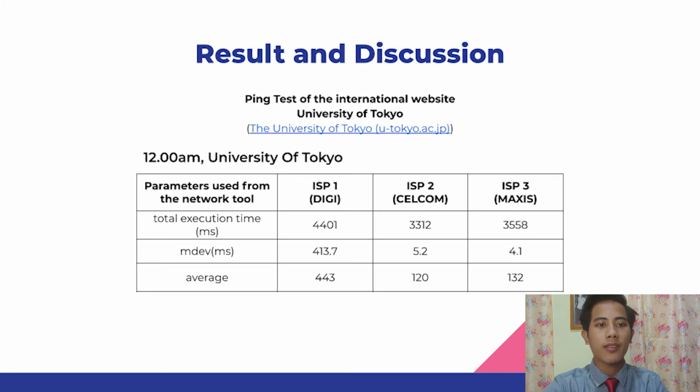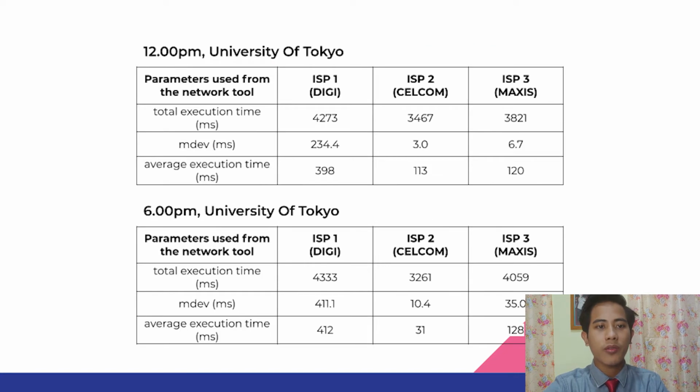Moving to the next slide, we can see the result in the discussion about the ping test of the international website, which is University of Tokyo with domain name u-tokyo.ac.jp. For this time we use all the same parameters, and the detail about this is also the same. For the 12 AM, we can see all the data here, where the values of all the parameters are very high. So we move to the next slide, which is 12 PM and also the 6 PM.